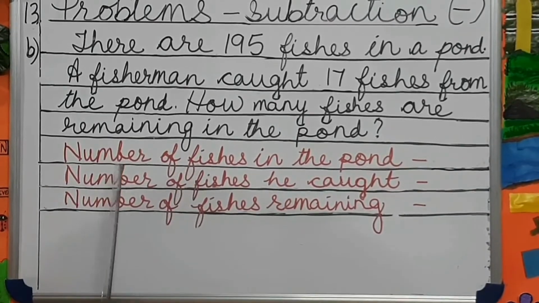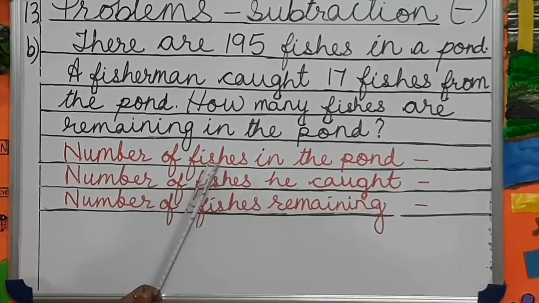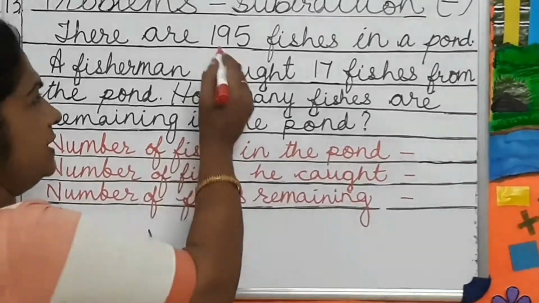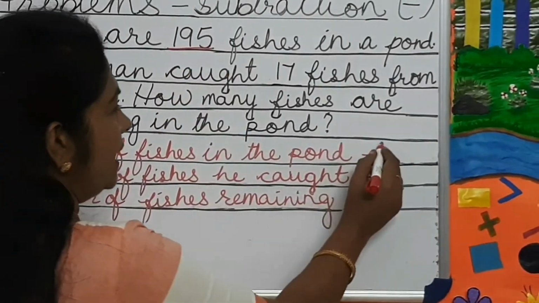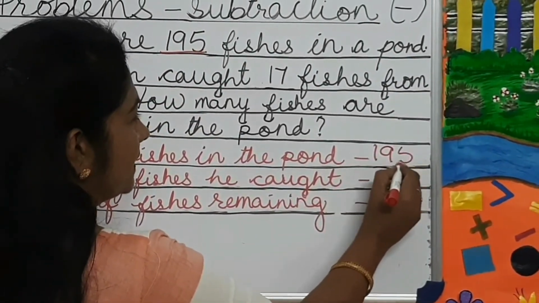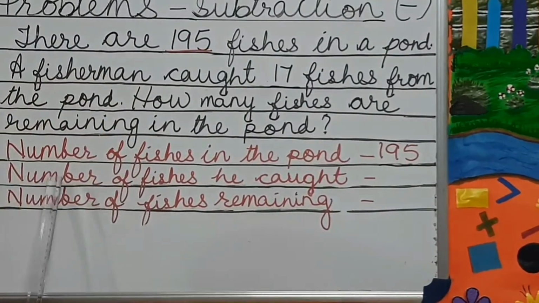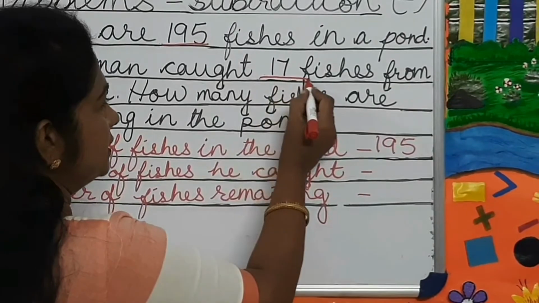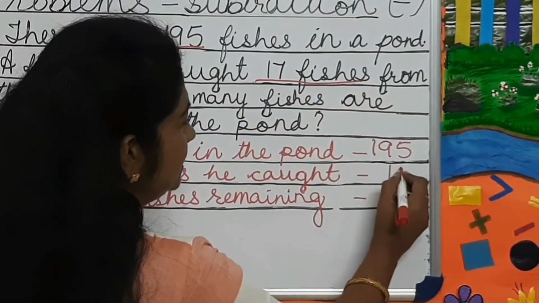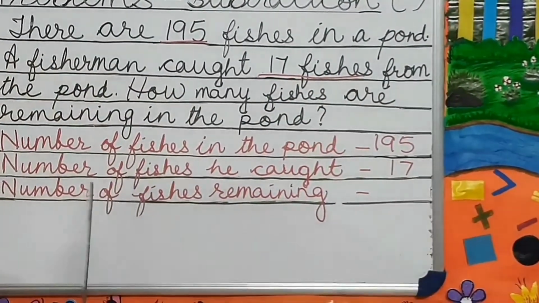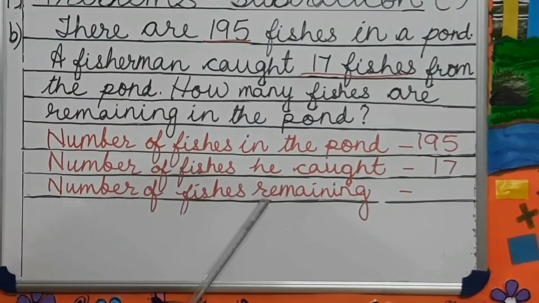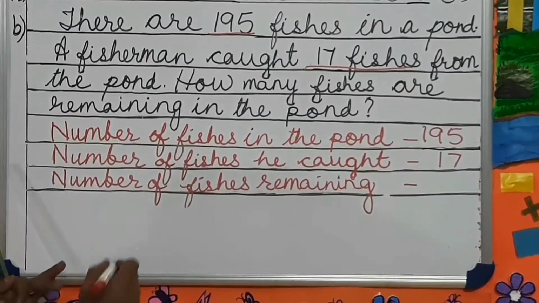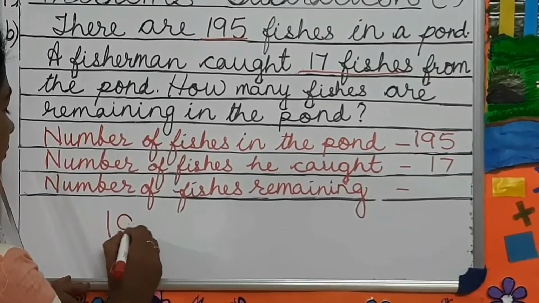Okay. Now you write the statements. Number of fishes in the pond. It is given there, 195. Now next statement. Number of fishes he caught. It is 17 fishes. So you will write here 17. Now we have to find out number of fishes remaining in the pond. That means you have to do the subtraction.